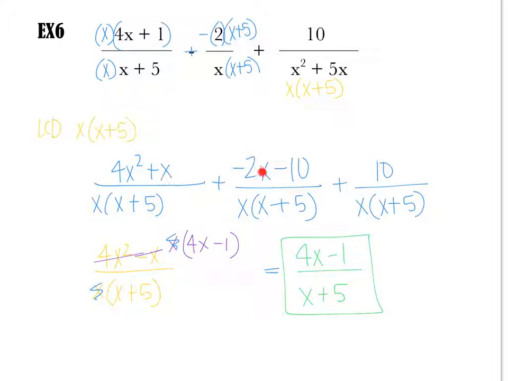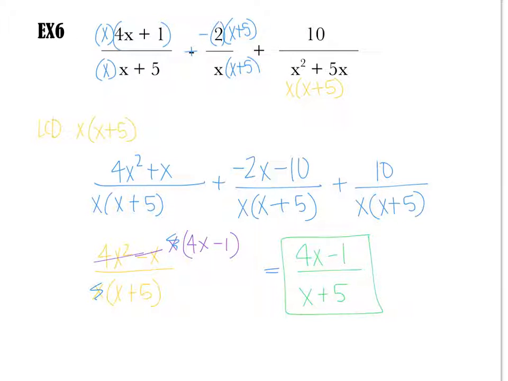So 4x squared does not have a like term, so it just came down. And here I had x minus 2x, which is negative x. And then I had negative 10 plus 10, so those just canceled. And so I ended up with 4x squared minus x over x times x plus 5.